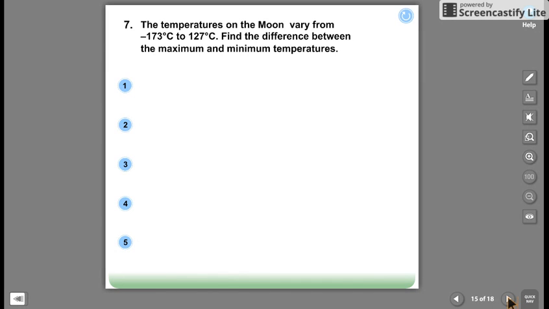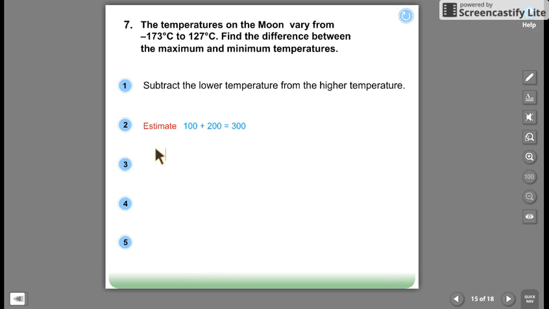Here's example number 7. The temperatures of the moon vary from negative 173 degrees Celsius to 127 degrees Celsius. Find the difference between the maximum and minimum temperatures. So here, when you find a difference, that means set up a subtraction sentence. So you're going to subtract the lower temperature from the higher temperature. So 127 degrees Celsius minus negative 173.